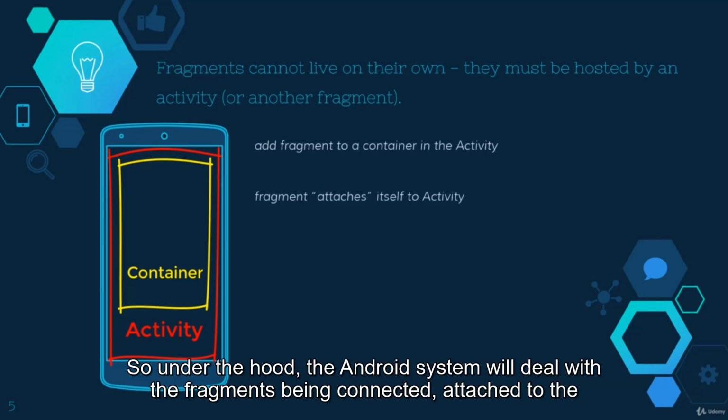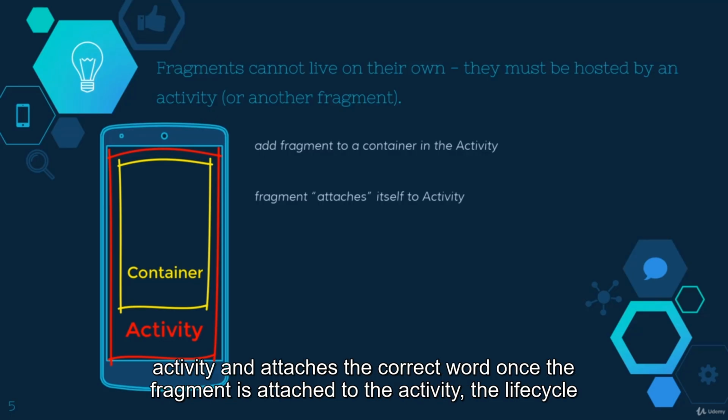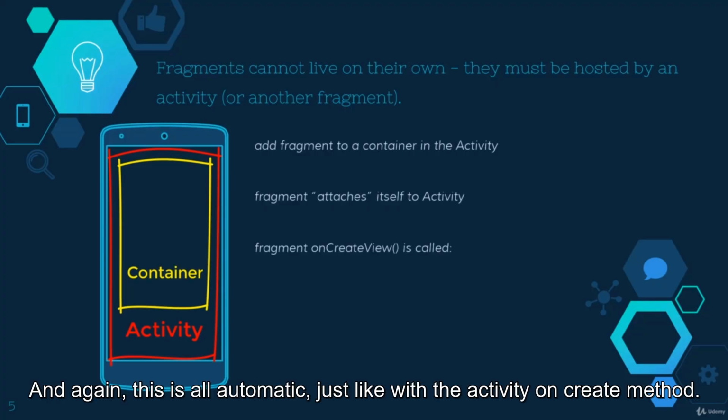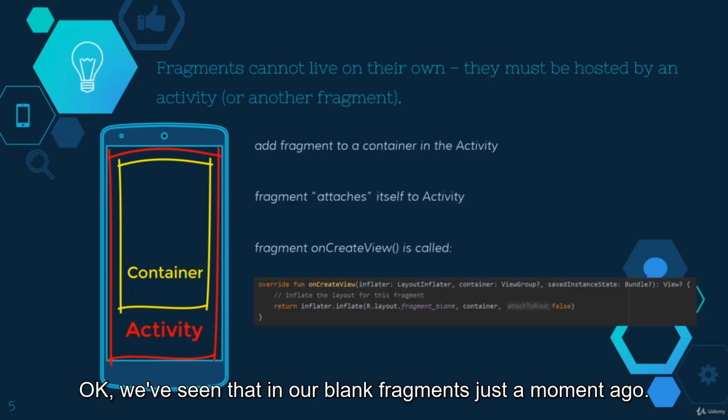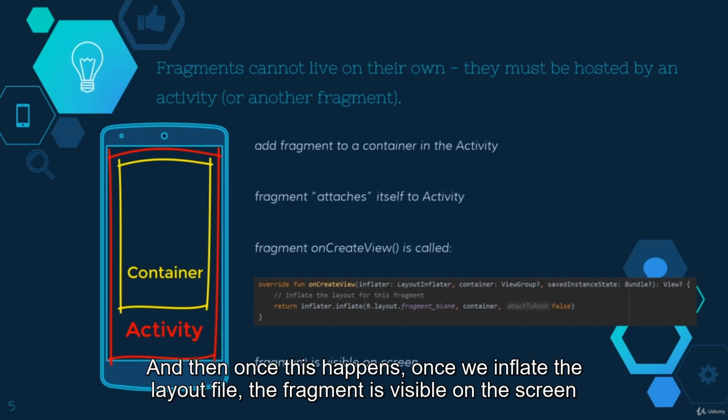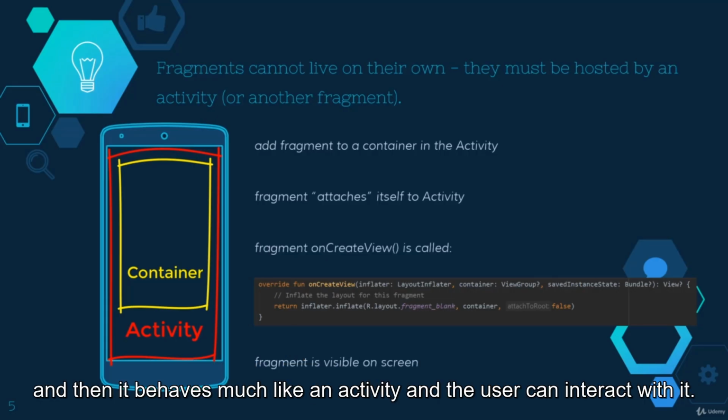So under the hood, the Android system will deal with the fragment being connected, attached to the activity. Once the fragment is attached to the activity, the lifecycle method onCreateView is called. And again, this is all automatic, just like with the activity onCreate method. So once we've attached the fragment to the activity, onCreateView is called, and it looks a bit like this. Okay, we've seen that in our blank fragment just a moment ago. And then, once we inflate the layout file, the fragment is visible on the screen, and it behaves much like an activity, and the user can interact with it.